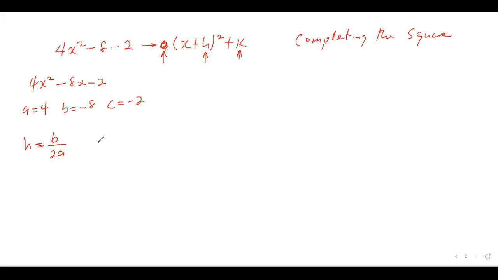All right. So what's the value of B? Somebody should talk to me. What's the value of B? -8. -8 over 2 times A. What is A? 4. All right. So when we work this out, give me -8 over 8. -8 over 8 will give me -1. All right. Any question up to this point?